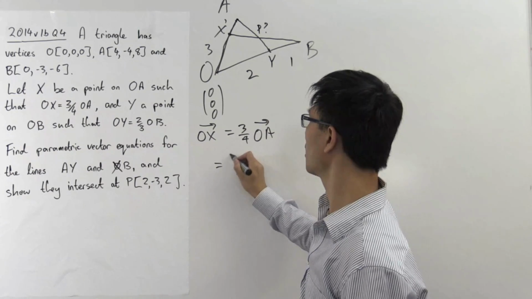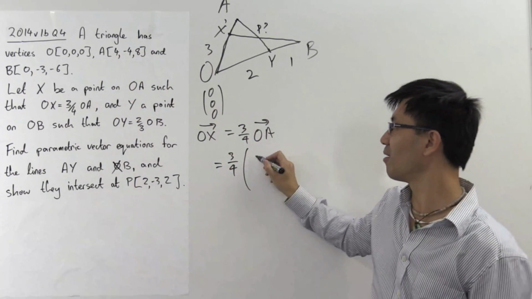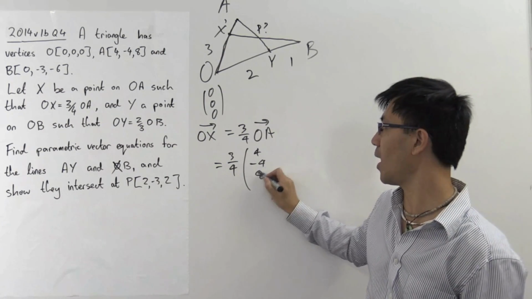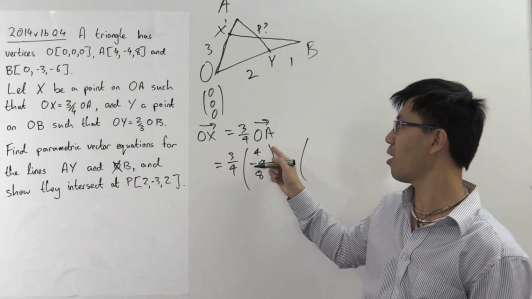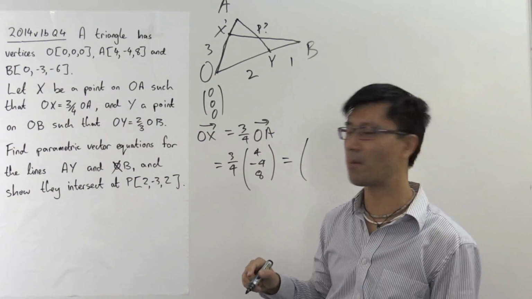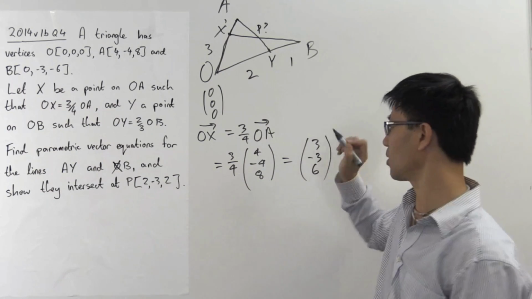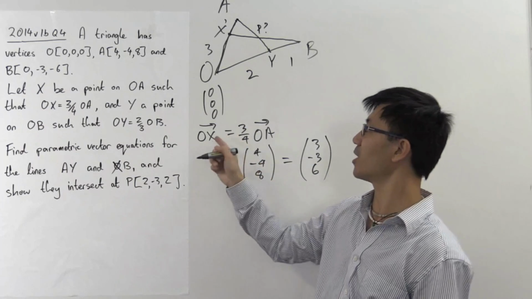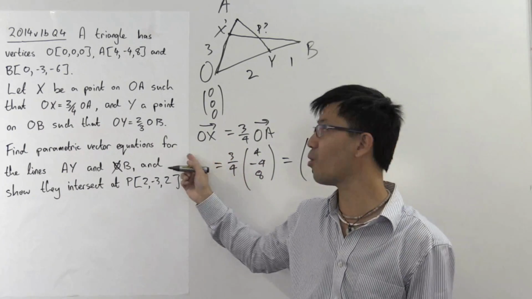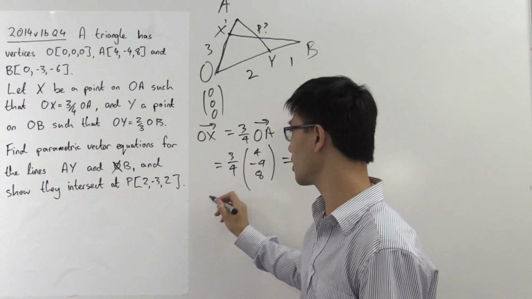So that's 3/4 of, well, A was 4, minus 4, 8. Divide all these by 4: 1, minus 1, 2. Multiply by 3, so that's 3, minus 3, 6. That's what it looks like to me. Okay, 3, minus 3, 6. So that gives you the coordinates of X, right? OX, that displacement vector, is the coordinates of X, and Y you work out similarly. So let's just do that quickly.